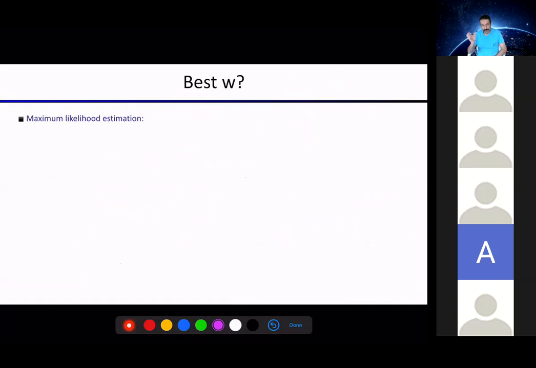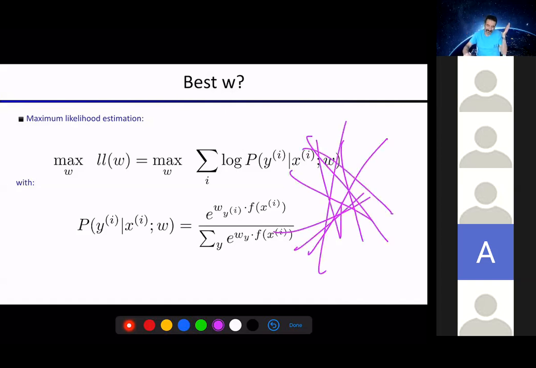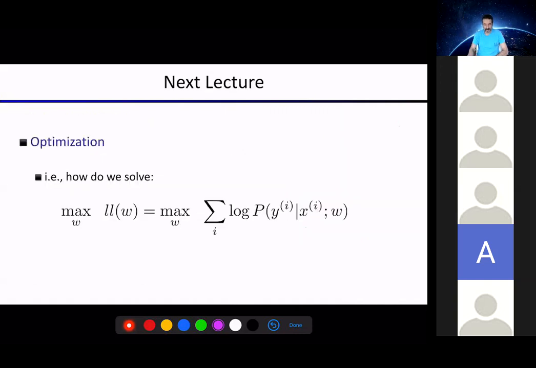And then really we do the same. We want to maximize the likelihood of this. We do the same naive procedure, iterating over all weights to maximize this. Obviously, we don't have infinite compute, but for now, think that way. And this is called multiclass logistic regression. But for now, let's stop here, and we'll talk next lecture about how to do that in a proper way.